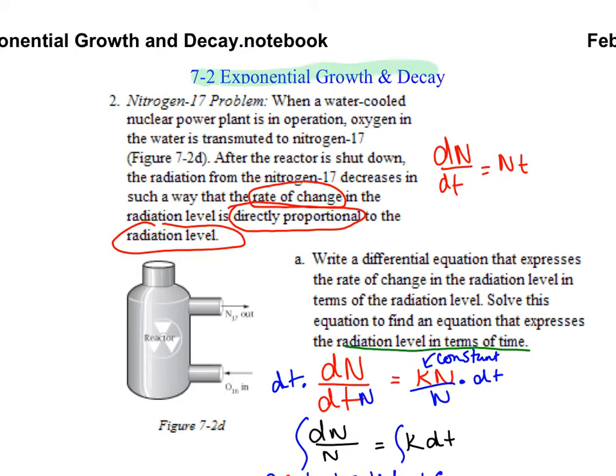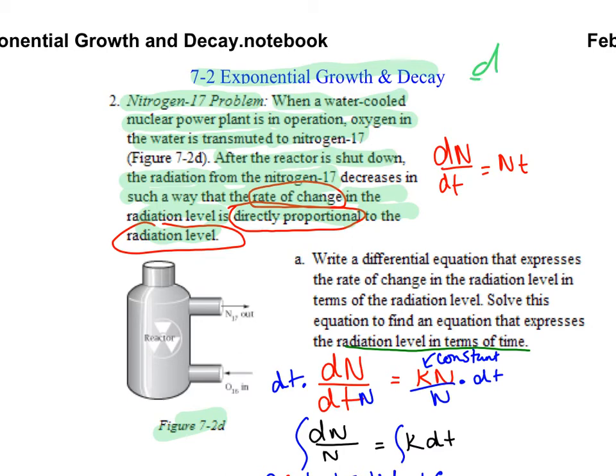Alrighty, this is exponential growth and decay. That's problem number 17. When a water-cooled nuclear power plant is in operation, oxygen in the water is transmuted to nitrogen 17, as in this figure right here. After the reactor is shut down, the radiation from the nitrogen 17 decreases in such a way that the rate of change, okay, that's kind of important, the rate of change in the radiation level is directly proportional to the radiation level.